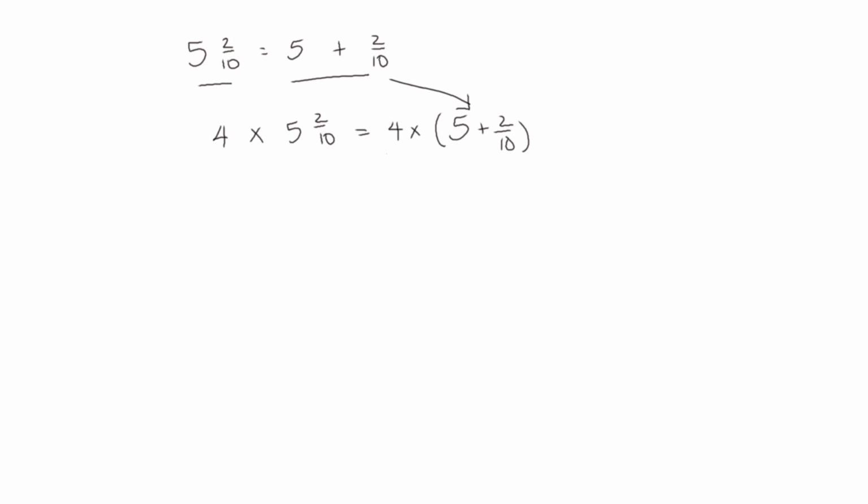Now we're going to distribute the 4 over both parts of the mixed number. So this would be equal to 4 times 5, distributing the 4 over the whole number 5, plus 4 times the fractional part. Then if we solve this, 4 times 5 is 20, plus 4 times 2/10 is 8/10, for a sum of 20 and 8/10.